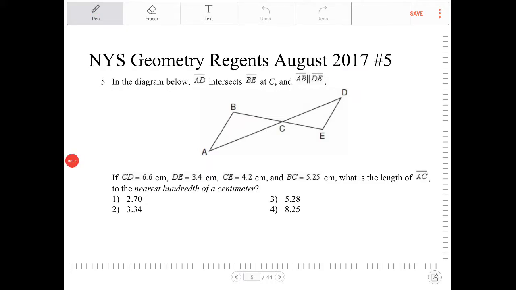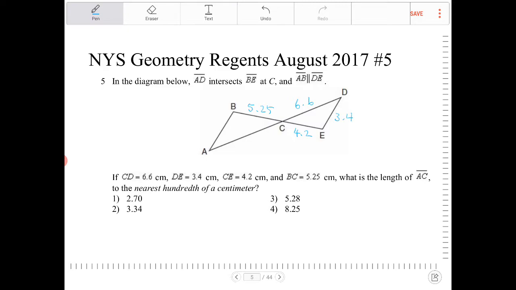In the diagram below, AD intersects BE at C, and AB is parallel to DE. If CD is 6.6 centimeters, DE is 3.4, CE is 4.2, and BC is 5.25, what is length AC to the nearest hundredth of a centimeter?